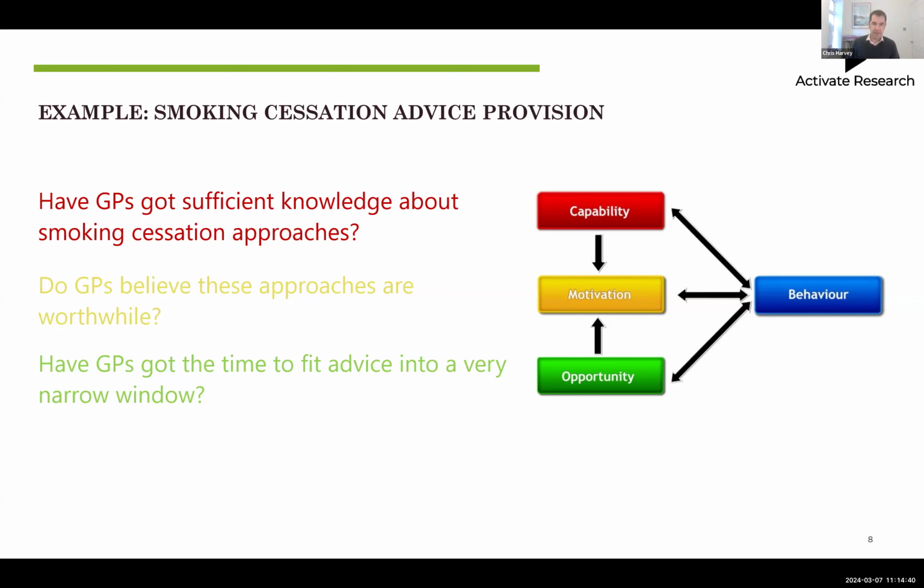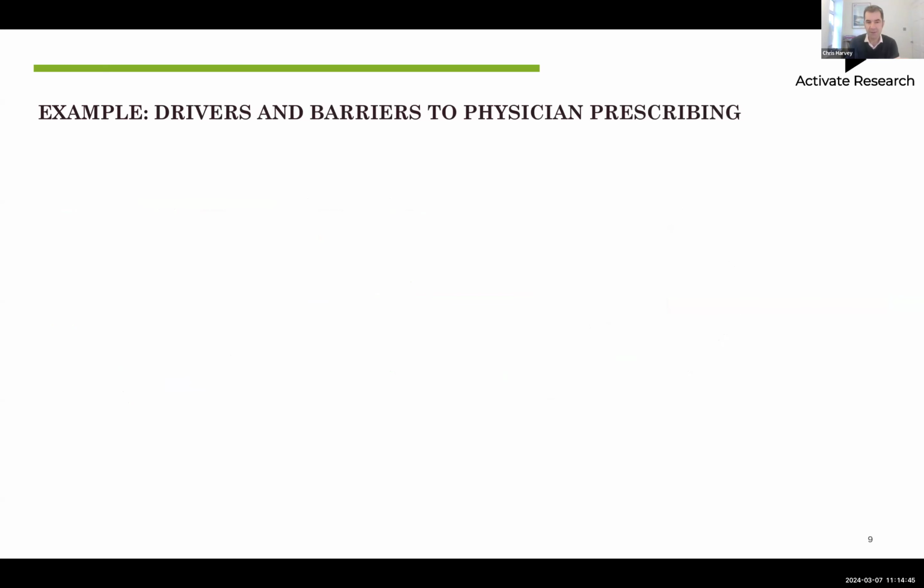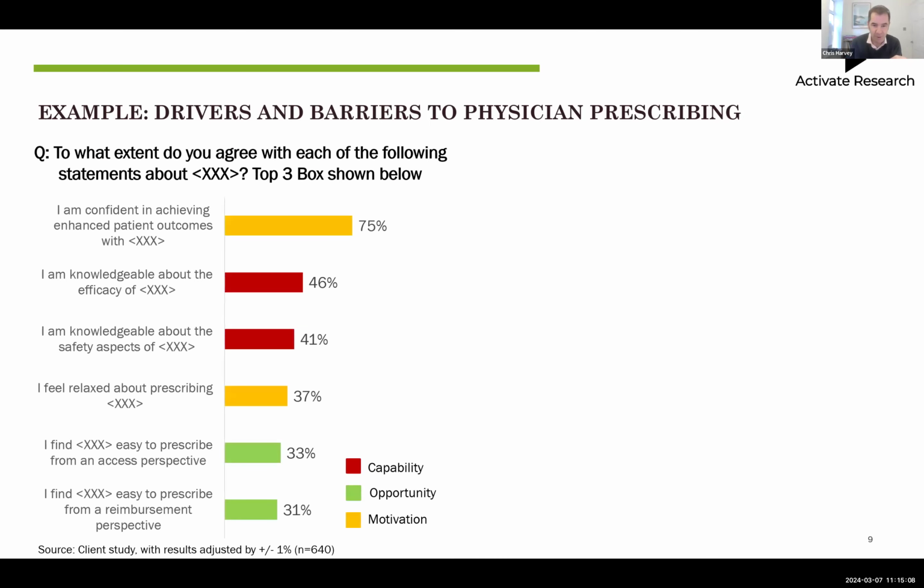So that's an example of developing hypotheses. How about testing these hypotheses quantitatively? Again, this is another pharma example, a recent study where the end client wanted to understand effectively what were the drivers and barriers to physicians prescribing their particular treatment. Physicians weren't prescribing as much as they'd like them to do, so they wanted to understand a bit more about why that might be occurring. And effectively what we did, again, another simple example, is we used the COM-B model to develop and to structure a set of hypotheses around these three key pillars of capability, opportunity, and motivation.